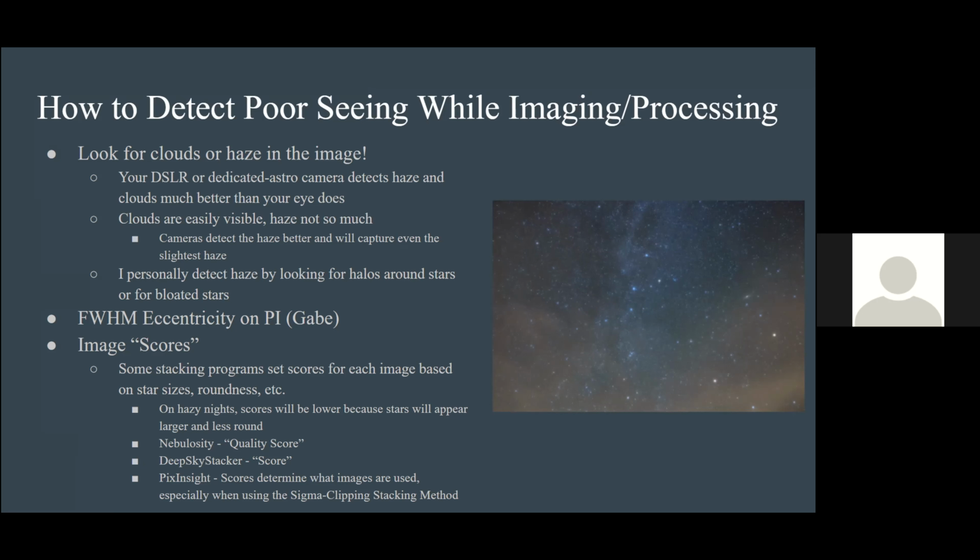There are also a few examples of software that have these score systems, such as Nebulosity, for example. They have the quality score. And then also Deep Sky Stacker, which is what I use. It's the free software, for anyone who doesn't know what it is. They just basically call it score. And then also in PixInsight, they have scores, and that basically determines what images are used, specifically when using the sigma clipping stacking method.